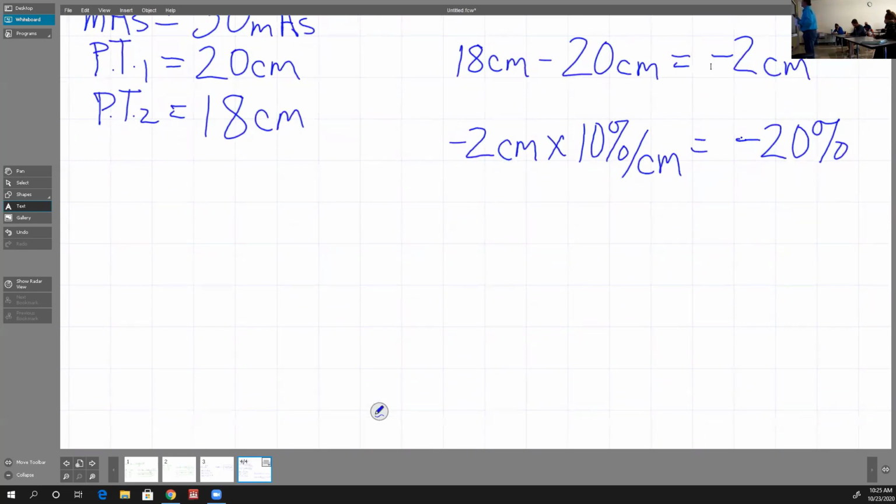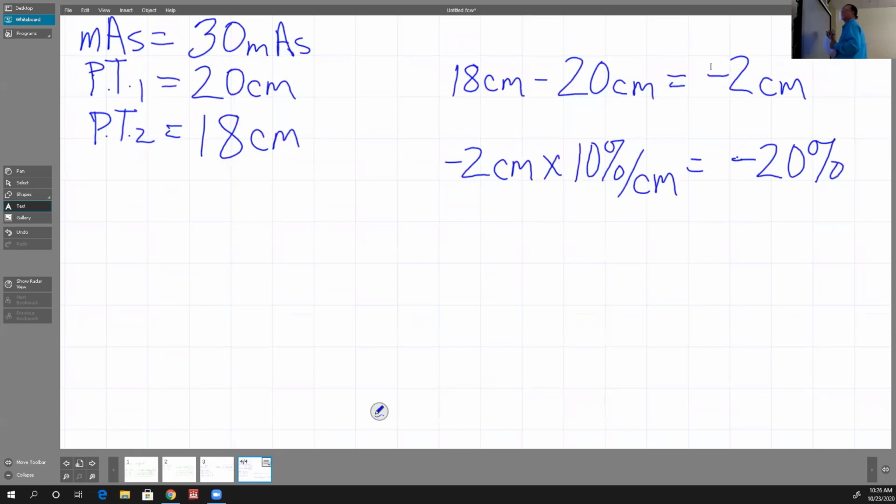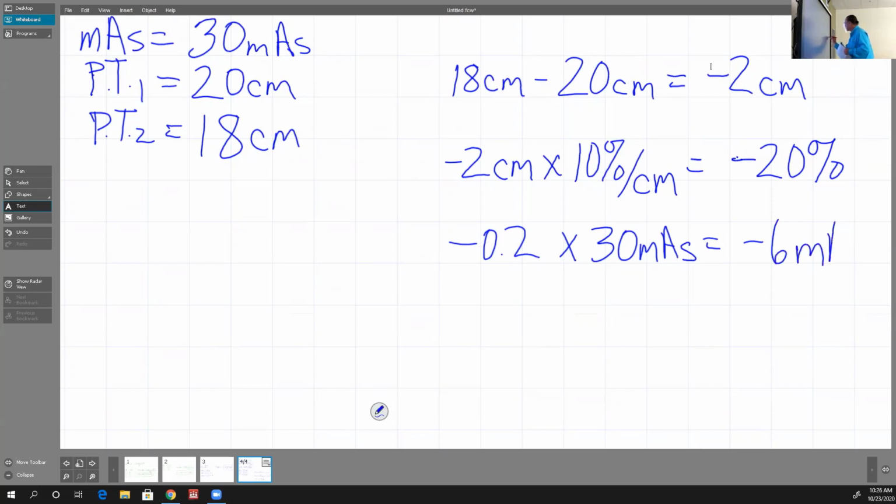Okay, then we're going to take 30 mAs and we'll take minus 0.2 times 30 mAs equals a negative 6 mAs.